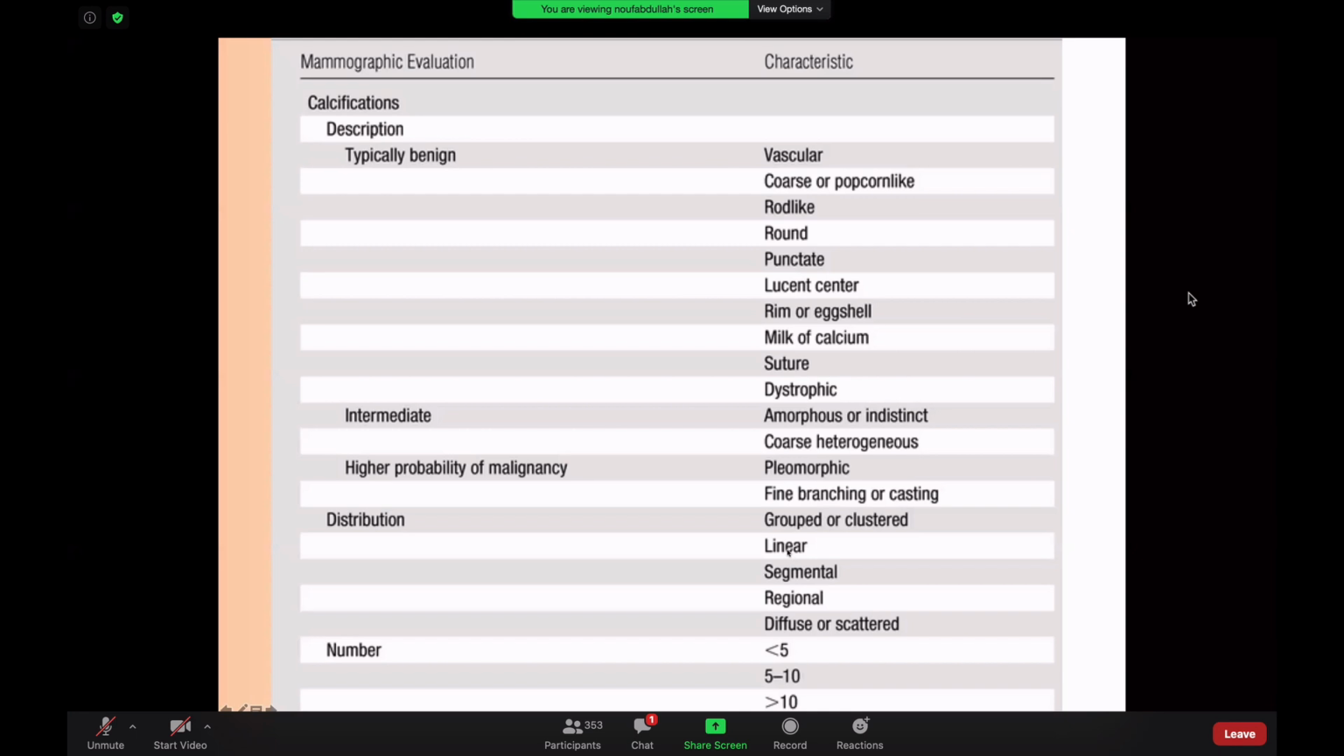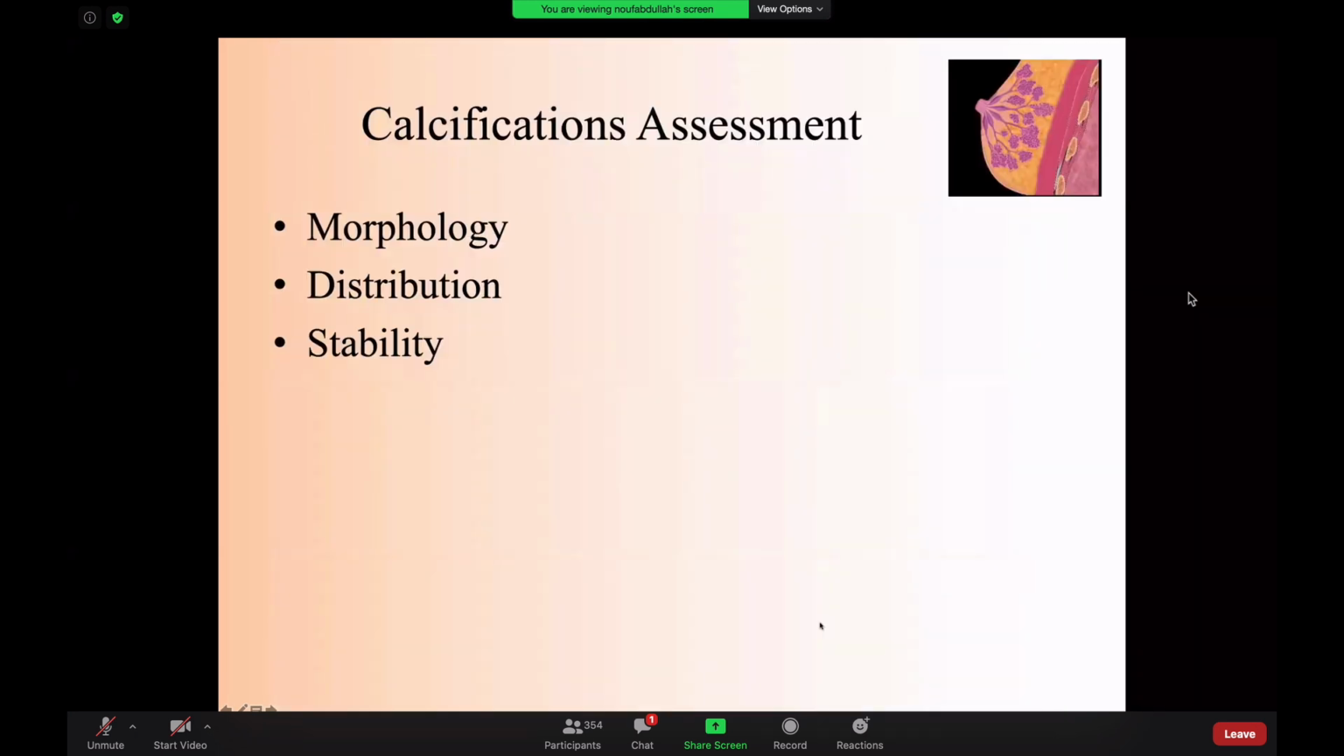If you want to keep in mind which distributions are usually benign: diffuse, scattered, benign. Regional could be benign or malignant. Segmental is very malignant. Linear is usually malignant. Grouped is usually suspicious. Fine branching or casting is usually suspicious. So the only one that is usually benign is diffuse or scattered.